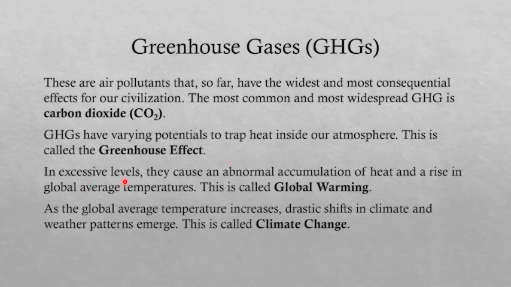In excessive levels, they can cause an abnormal accumulation of heat and a rise in global average temperatures. This phenomenon is called global warming. As the global average temperature increases, drastic shifts in climate and weather patterns emerge. This is called climate change.